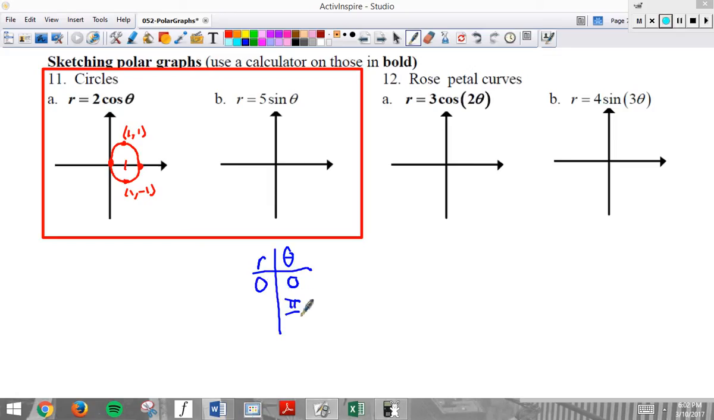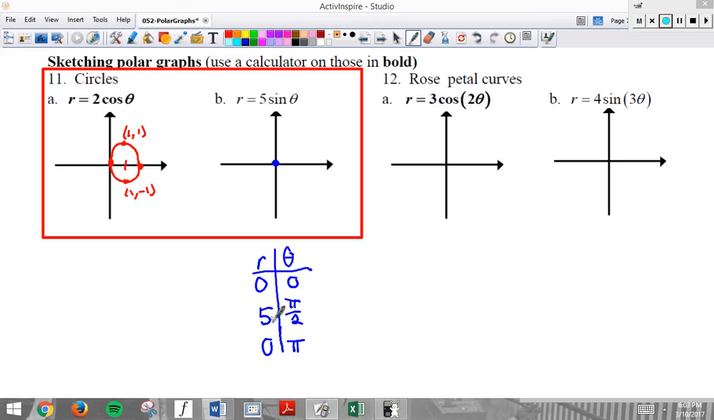How about pi over 2? When theta is pi over 2, sine of pi over 2 is 1. 5 times 1 is 5. Let's try theta. Sine of theta is 0. So I'm looking at this table. When the angle's theta, my r value goes nowhere. I'm at the pole. Alternatively, whenever you see r of 0, you know you're at the pole. R equals 0 is the pole. I just talked about that on the previous slides.